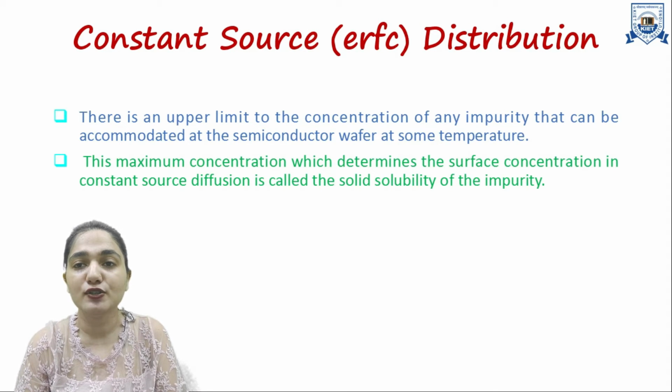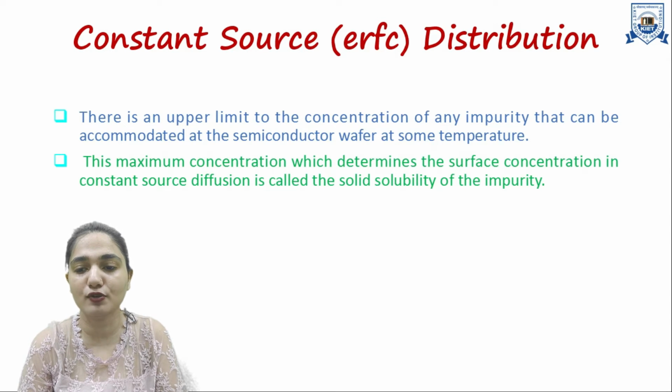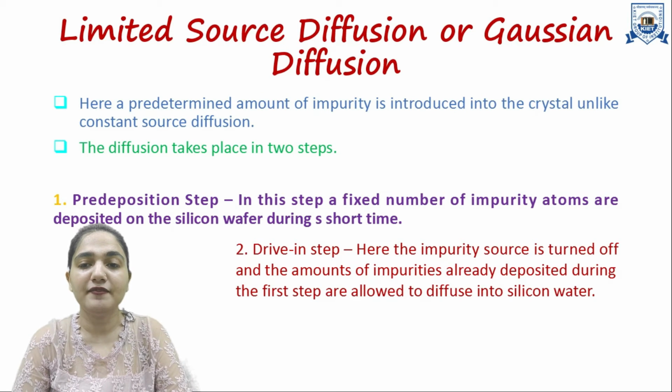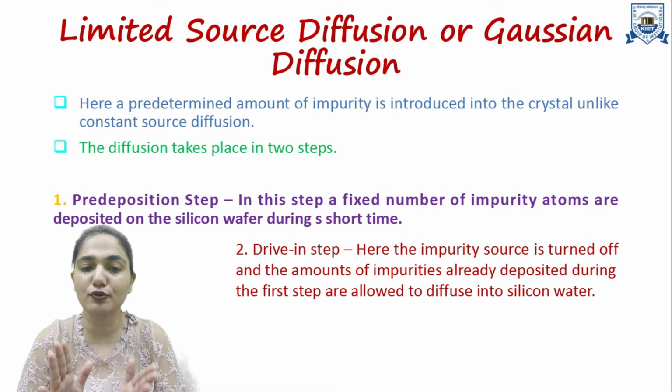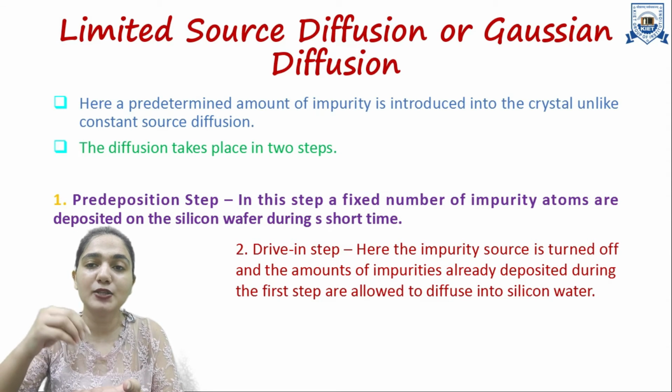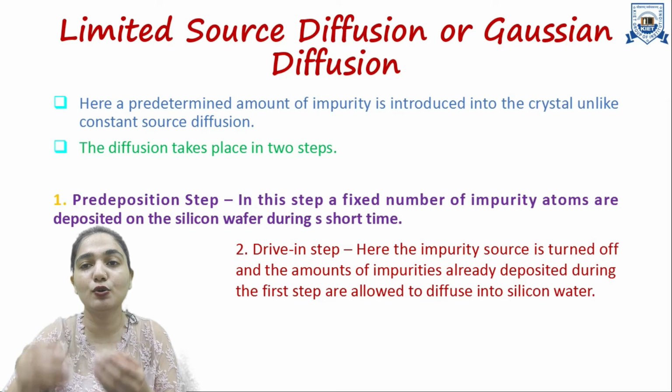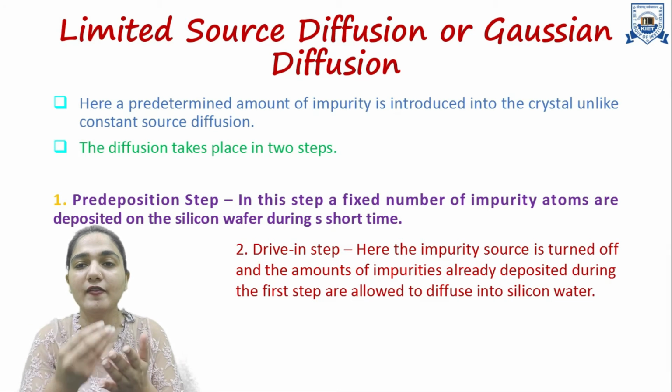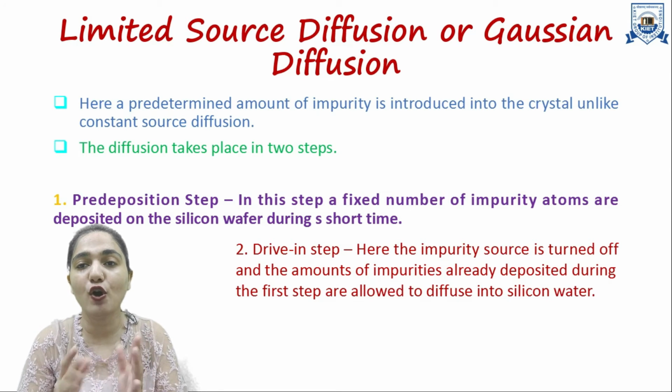You need to know what is solid solubility. It is the maximum concentration which determines the surface concentration in constant source diffusion. So Ns was the solid solubility limit. So then we have limited source diffusion, or what we call Gaussian diffusion. Here a predetermined amount of impurity is introduced, then we remove the source, okay, then we have the mass which is going into the solid, so there will be reduction in the mass. Unlike the constant source, here we will be having the reduction in the mass of the dopant.